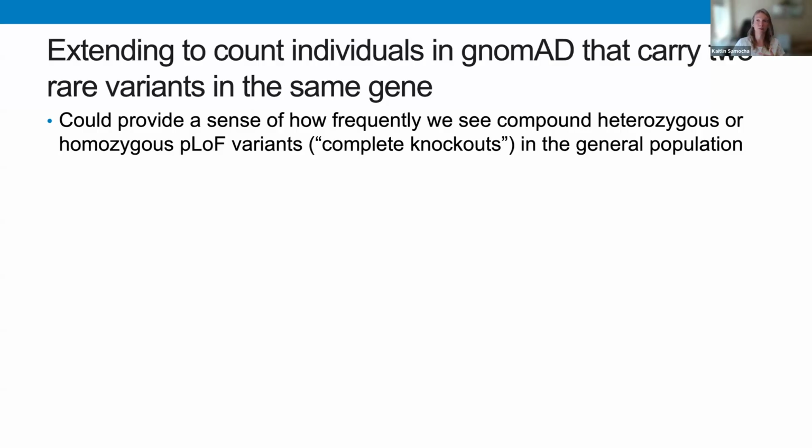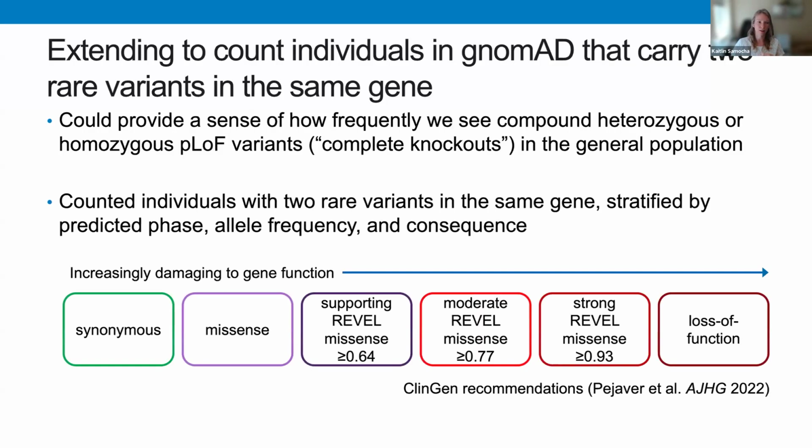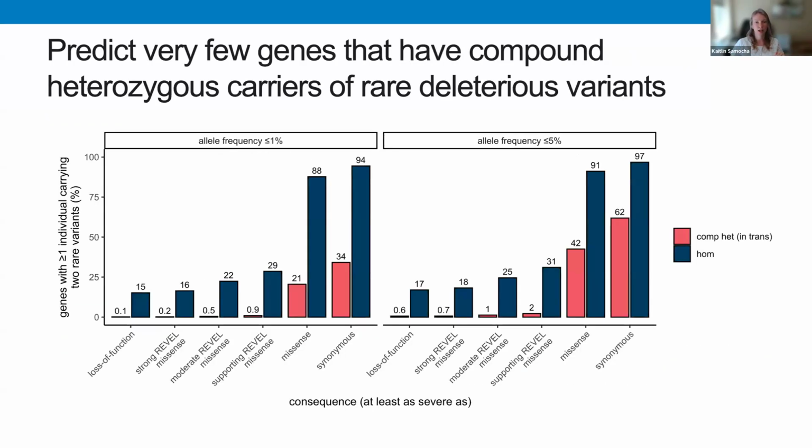I should note there was some nice work from UK Biobank out of Oxford looking at this. So we counted individuals with 2 rare variants in the same gene, and we stratified by predicted phase, allele frequency, and consequence. So we used synonymous, missense, REVEL missense categories based on ClinGen recommendations, and then loss of function on the right. And just to shorten this, we did not find very many genes that have compound heterozygous carriers of rare deleterious variants. So looking at allele frequency less than 1%, for loss of function, really there's not a lot going on over there in compound het in this kind of peachy color.